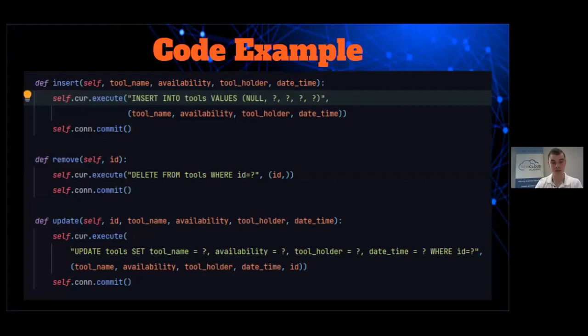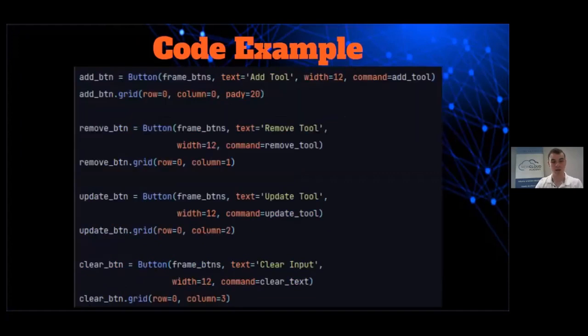Here is a small snippet of the code, an example from the IDE. And here is another snippet of where I've added the different types of buttons into my main code.